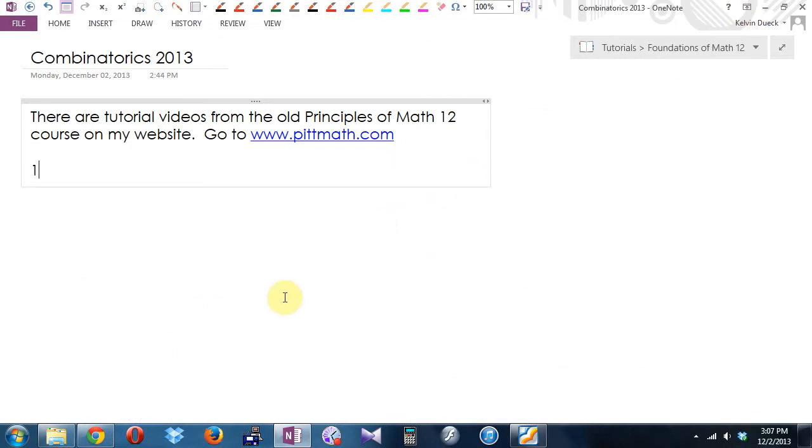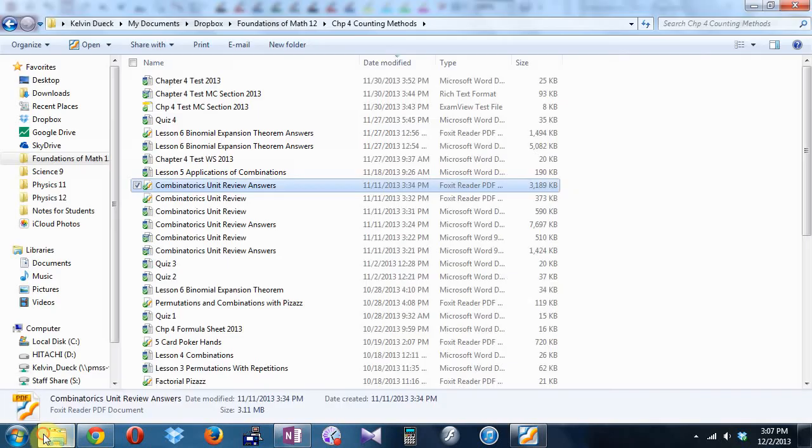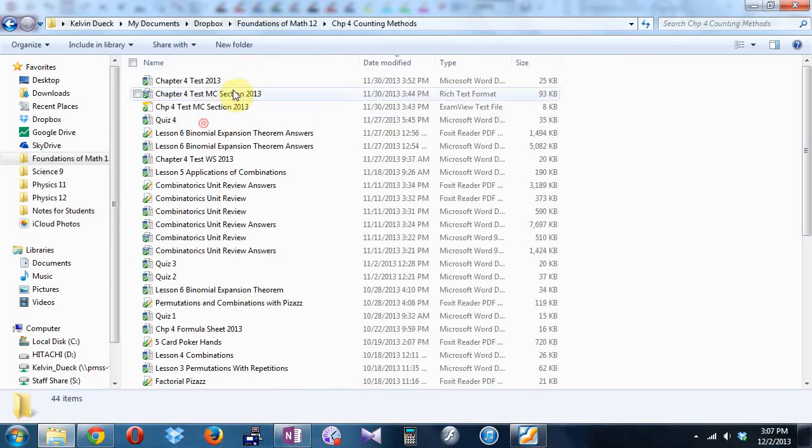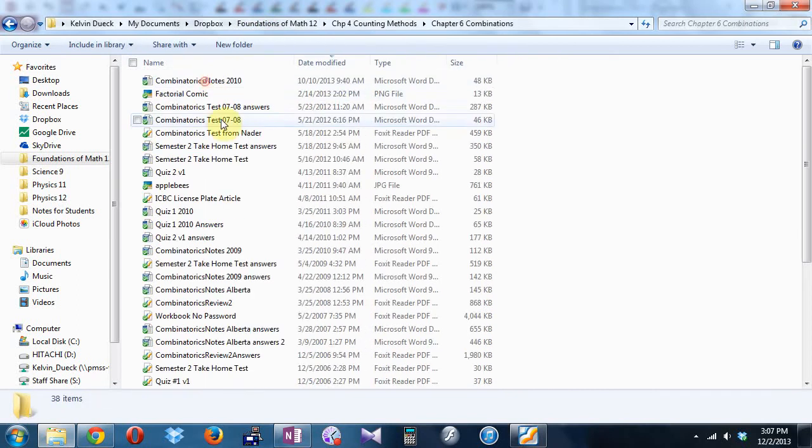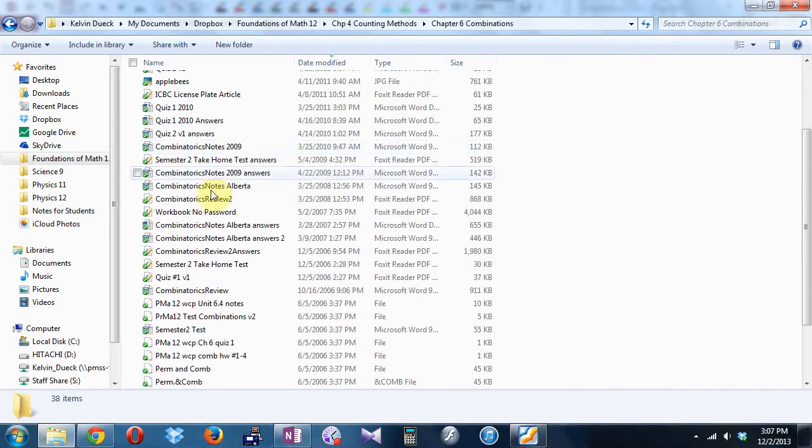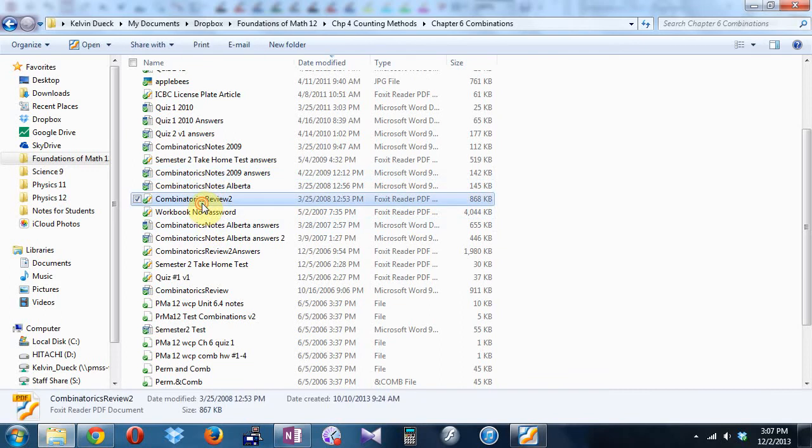How's the test going to look? We're going to start with the fundamental counting principle. What are some questions similar to the fundamental or that use the fundamental counting principle? Give me a second and I'll find some. Combinatorics review number 2. This will work.